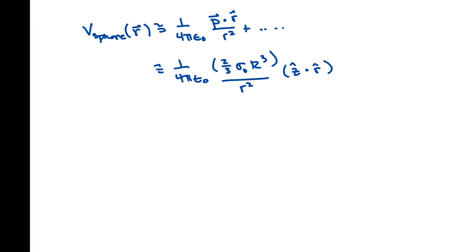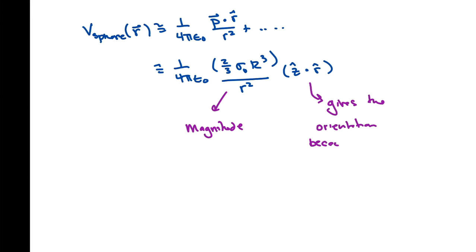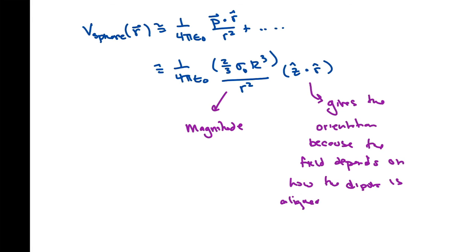Okay, so the magnitude gives the strength, and the direction gives the orientation, because the field depends on how the dipole is aligned.